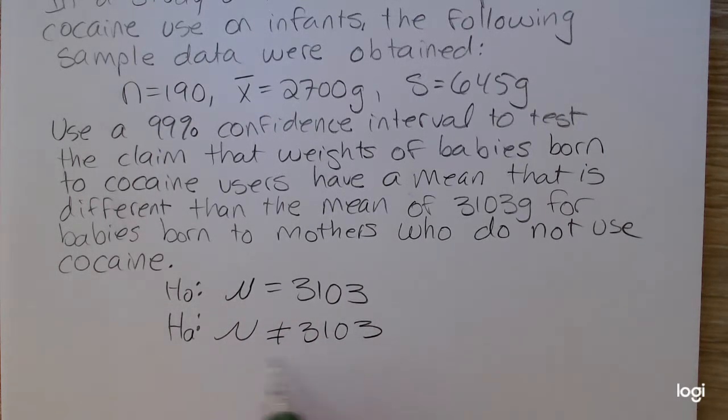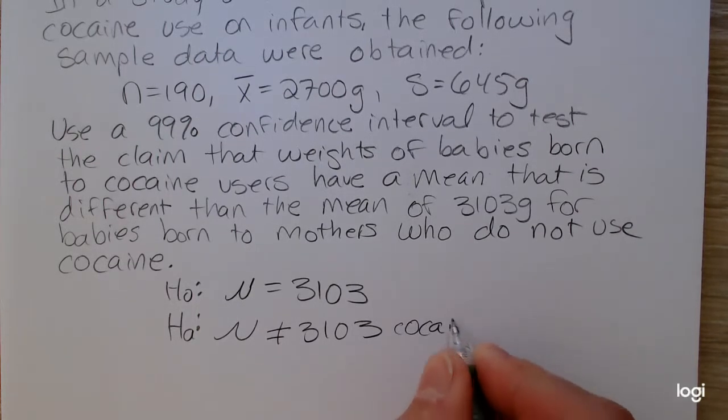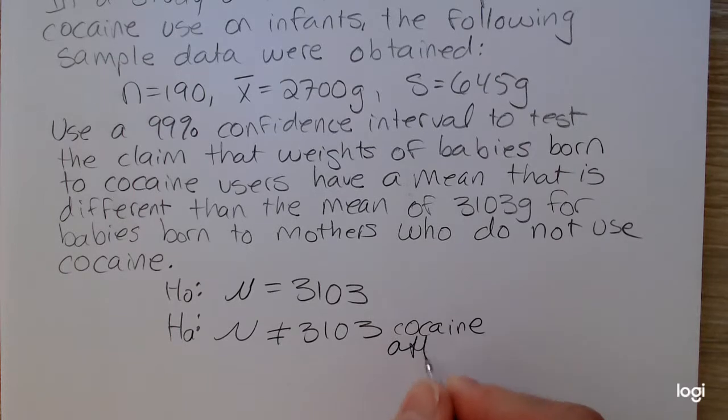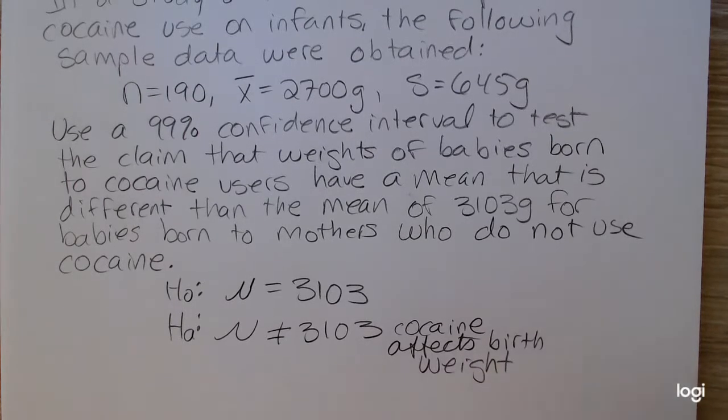Now the statement mu not equal to 3,103 would imply that cocaine affects birth weight. So to extend this problem, if we were ending up to reject the null, we could safely conclude that cocaine affects birth weight. That's what that alternative statement represents.